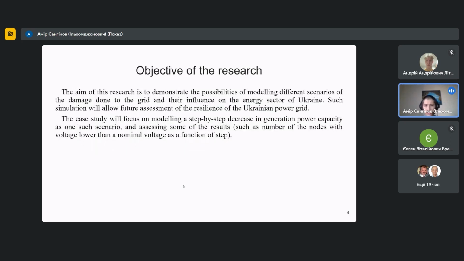The aim of this research is to demonstrate the possibilities of modeling different scenarios of the damage done to the grid and their influence on the energy sector of Ukraine. Such simulation will allow future assessment of the resilience of the Ukrainian power grid. The case study will focus on modeling a step-by-step decrease in generation power capacity as one such scenario and assessing some of the results.